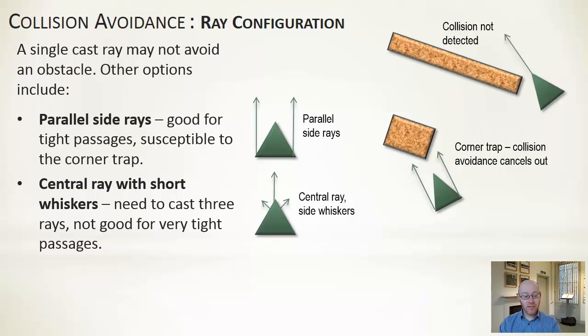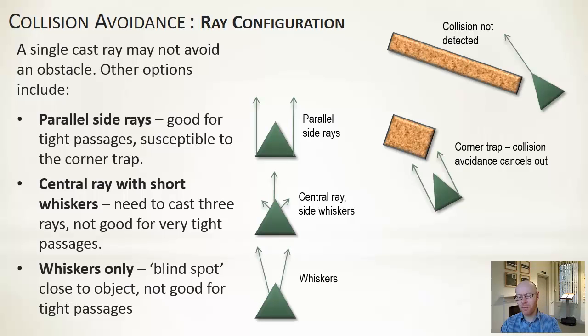Whiskers only, in this sense you have 2, but they are more in the middle, and they're going out, so you can detect these. Again, not a bad configuration, but there is a bit of a blind spot in the middle where you could wander into something without actually seeing it.